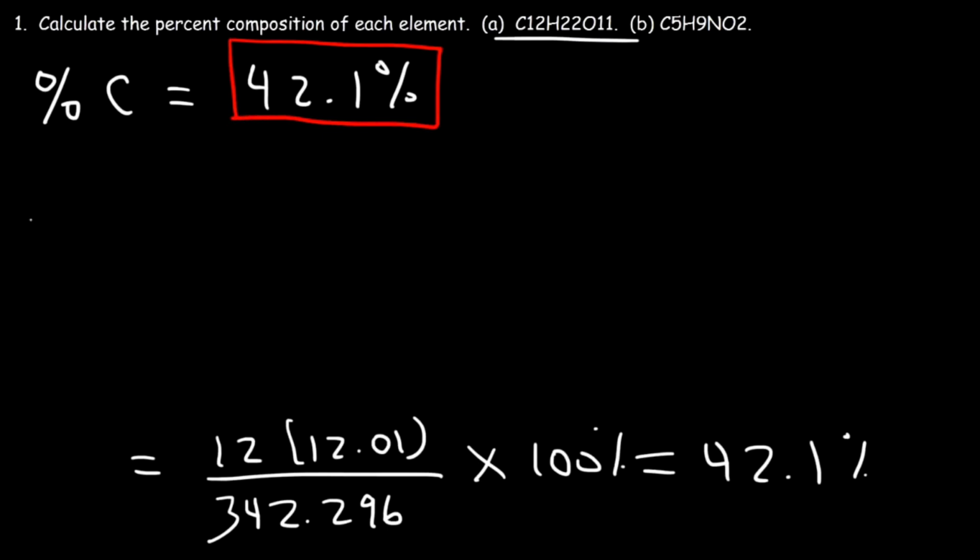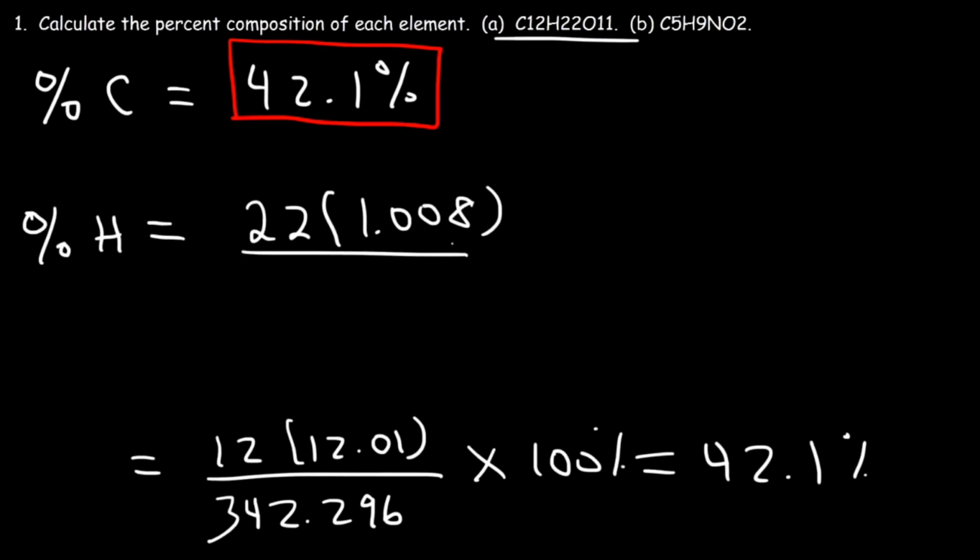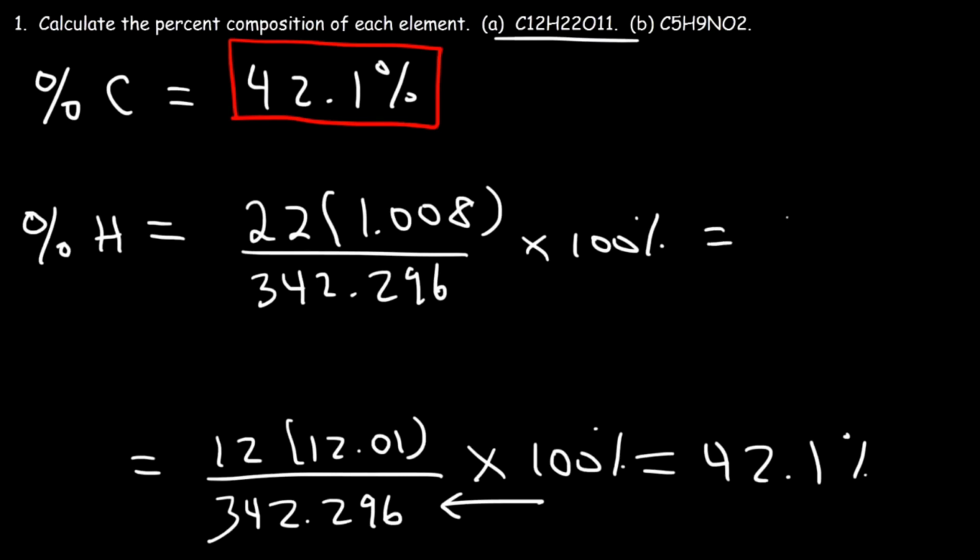Now let's do the same thing with hydrogen. So we need to take the mass of all the hydrogen atoms. There's 22 of them. Each has an atomic mass of 1.008, divided by the same total mass for the entire compound, which is 342.296. And then multiply everything by 100%. So 22 times 1.008 is 22.176. And then divide that by 342.296, and then multiply by 100. This will give you about 6.5% if you round it.